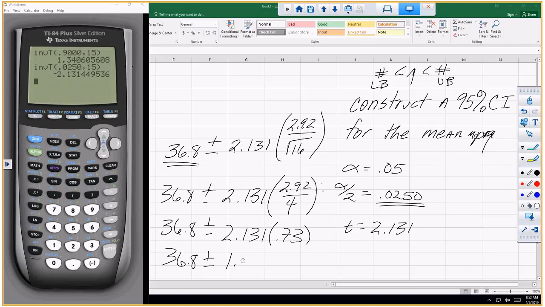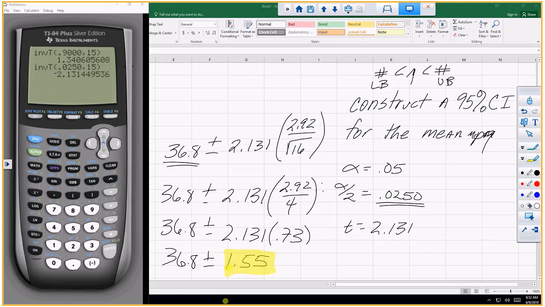1.55. Now what is 1.55? Somebody tell me what that is, if you're adding and subtracting it to the mean. That's your standard deviation. No, but it's used like the standard deviation. Starts with an M. Margin of error. Margin of error, write that down. That's your margin of error.